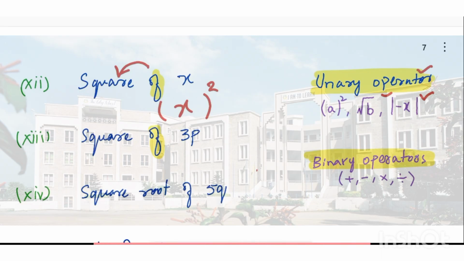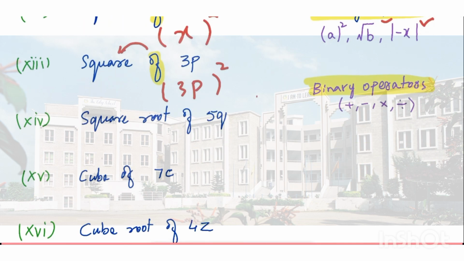So "of" means bracket, so we are putting a bracket here, and there is a variable which is 3p, and there is a word "square", which means we'll be putting a square on it. Similarly, square root of 5q.